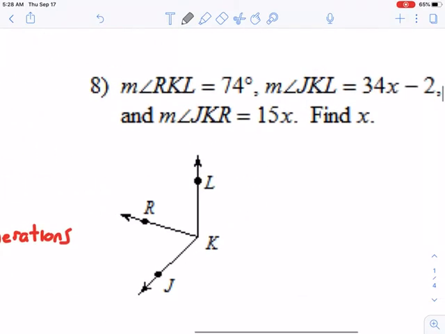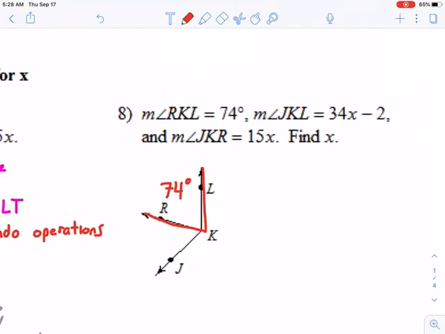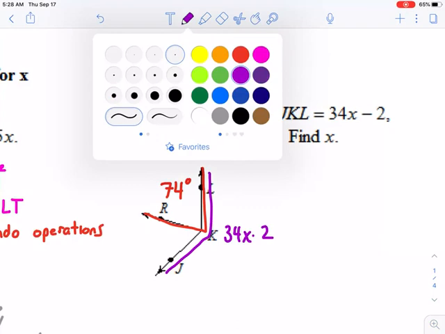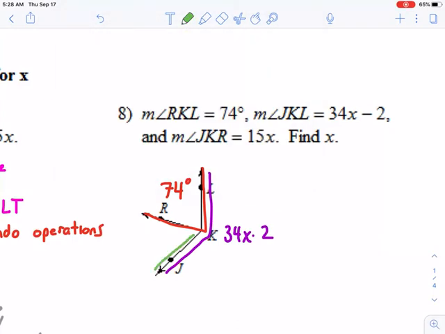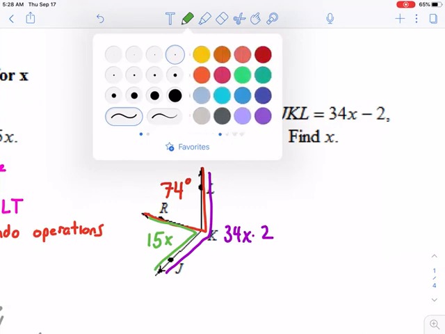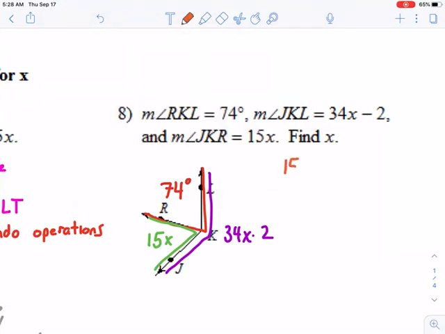Alright, RKL, 74 degrees. JKL, 34x minus 2, and then JKR is 15x. So again, by labeling it, I see the green angle, the red angle, those are the smaller angles. I'm going to add those to equal the purple angle, the whole thing. So what's nice about it is sometimes students see 74 and think that's the whole thing, that's the whole number that needs to be by itself in the equation. No.